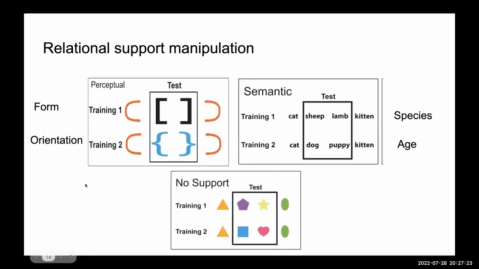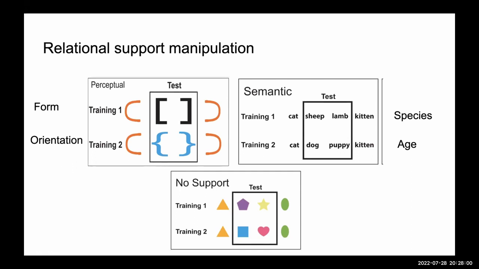So we wanted to see whether this relational support plays an important role. In the first condition, which was our perceptual support condition, we had these bracket stimuli with two relational dimensions, form and orientation. In the semantic condition, we had words where the two relational dimensions which we manipulated were species and age. And we also had a no support condition where we used arbitrary shape stimuli, so no obvious relations between them.